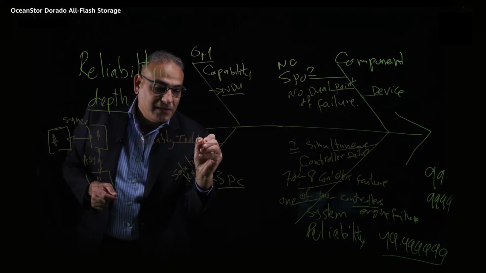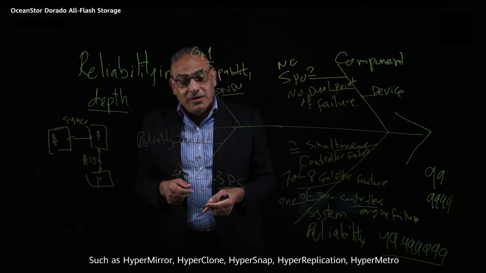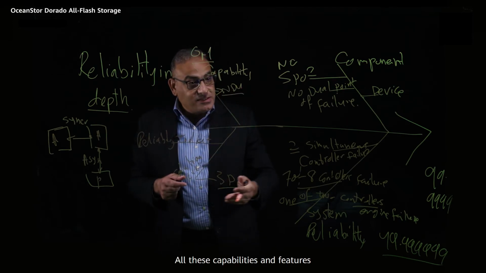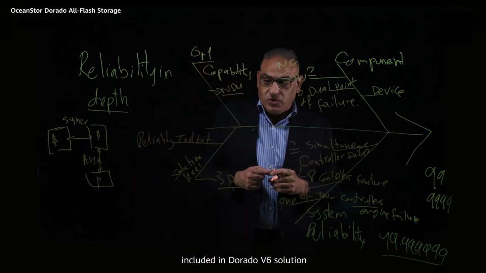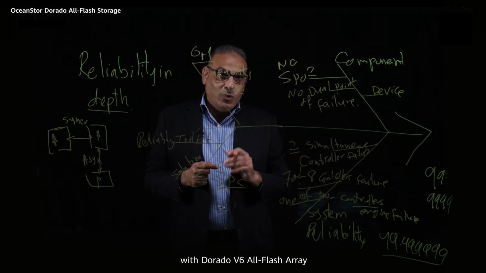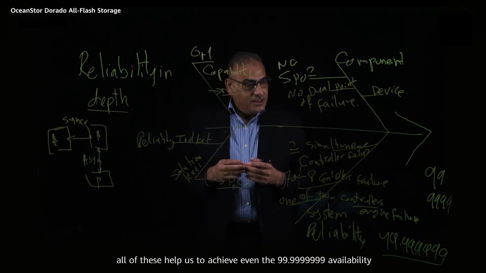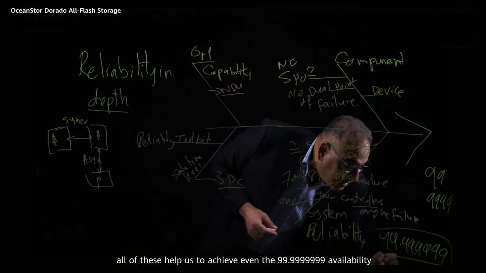We have other reliability toolkit, such as HyperMirror, HyperClone, HyperSnap, HyperReplication, HyperMetro. All these capabilities and features are included in the Dorado V6 solution. That's why we can assure always-on business with Dorado V6 All Flash Array. All of these help us to achieve even the 99.9999 availability.